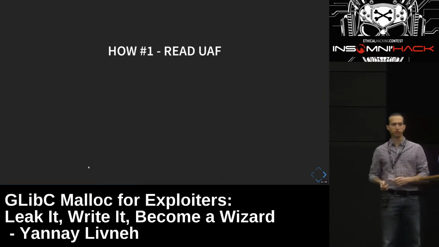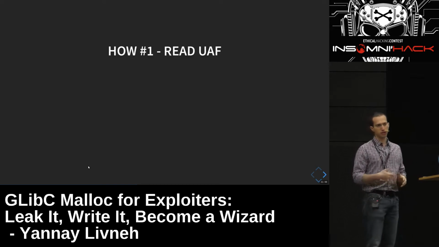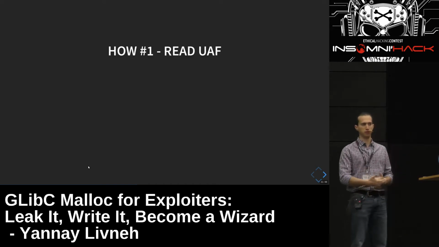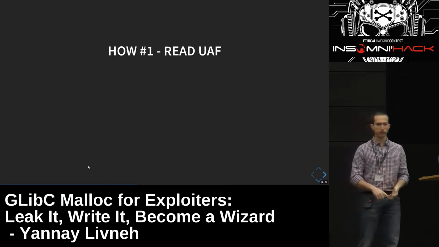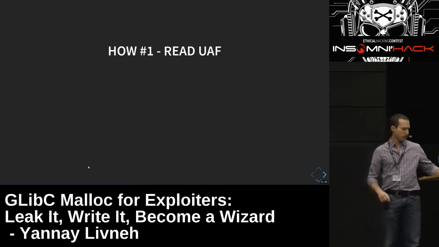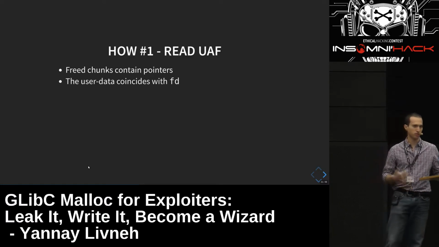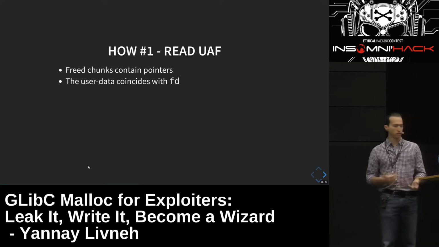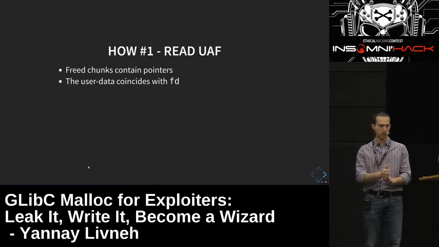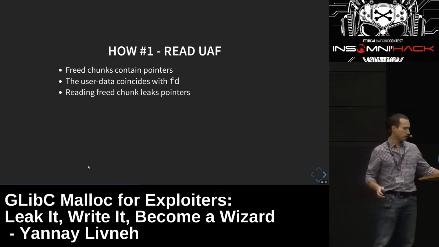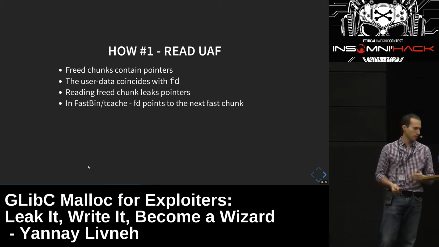Okay, so how do you do it? The first way is to read the use after free. In this presentation, I assume you have some sort of heap vulnerability in your hand, so it's either use after free or heap-based buffer overflow. If you can read the use after free, the idea is that free chunks contain pointers, and user data coincides with this forward pointer. So one of the pointers in the heap actually coincides with the data you're reading, which is nice. So if you can read free chunks, you're basically leaking pointers.